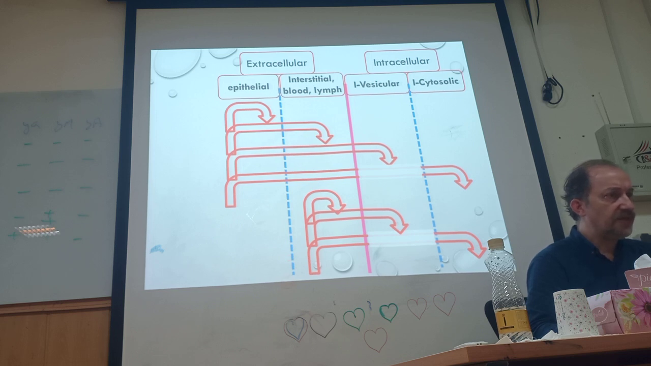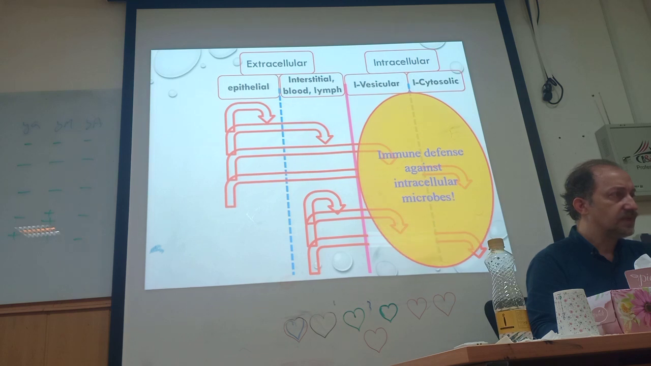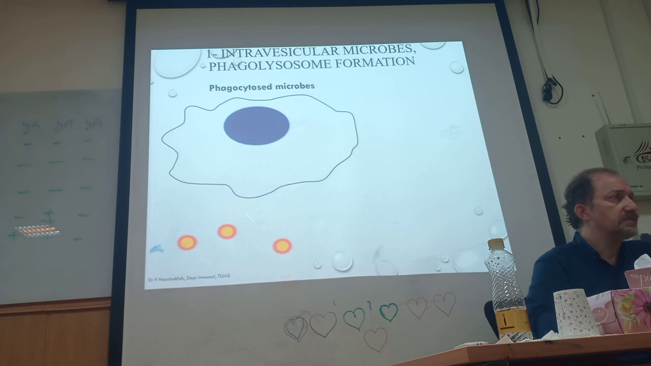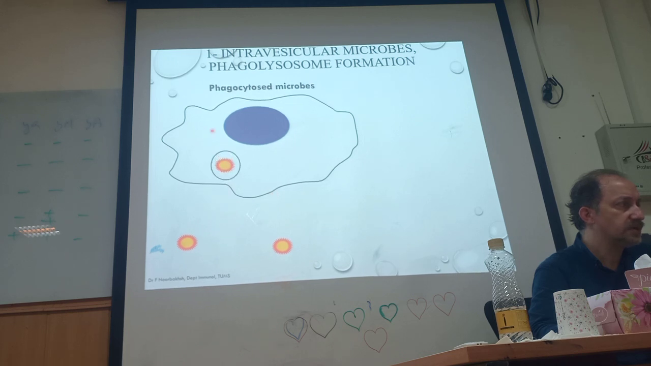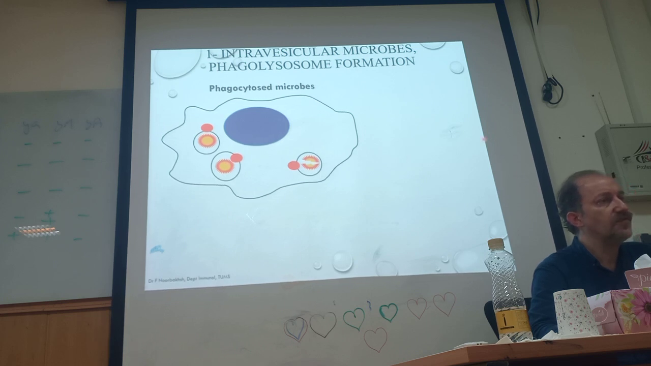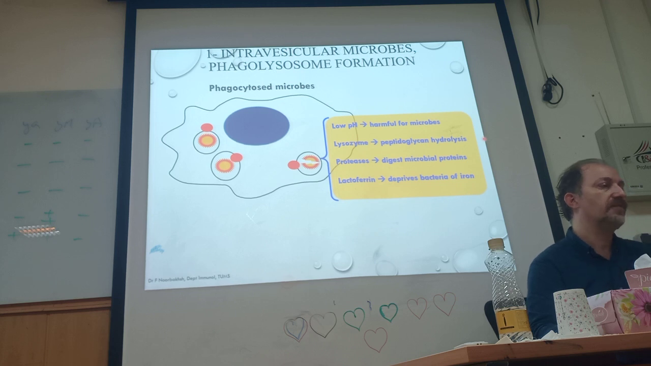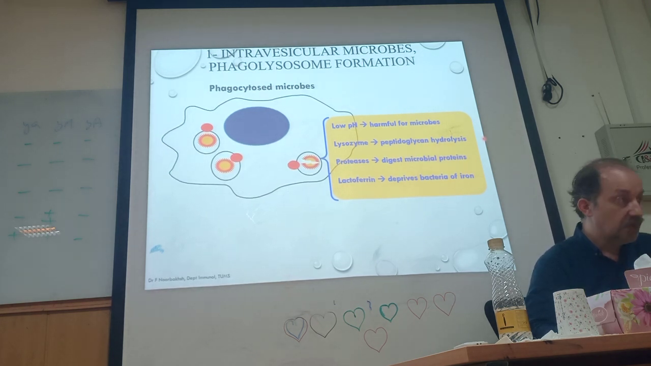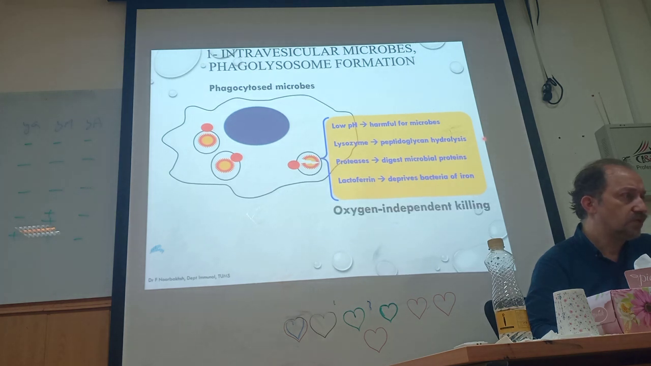Okay, so here we have immune defense against intracellular microbes, and that one is extracellular. Again, get back to intravesicular microbes, like the phagolysosome formation that I showed you earlier. This is the phagocytosed microbe, so they can go to the phagocytes and get inside, and we will have complement activation, which means low pH, which is harmful for microbes; lysosome, which is peptidoglycan hydrolysis; proteases to digest microbial protein; and lactoferrin, which depletes bacteria of iron. So these are the conditions that we have in the phagocytosed microbe to fight against different parts of the microbe, and they are usually oxygen-independent killing.